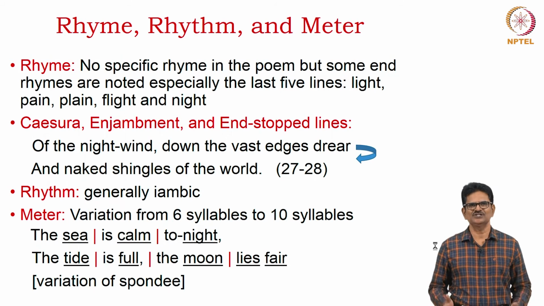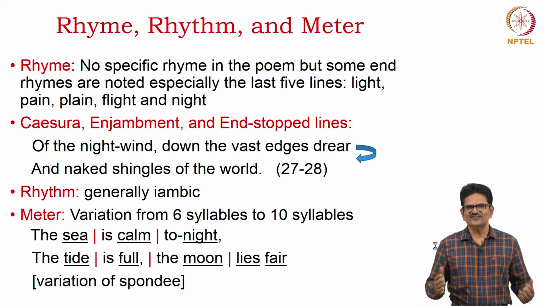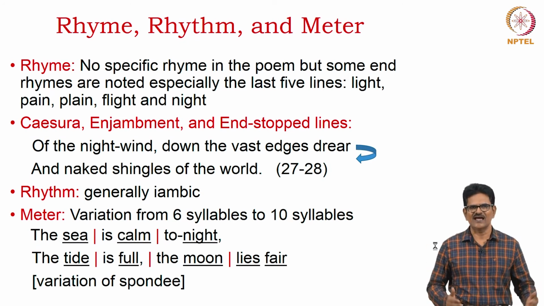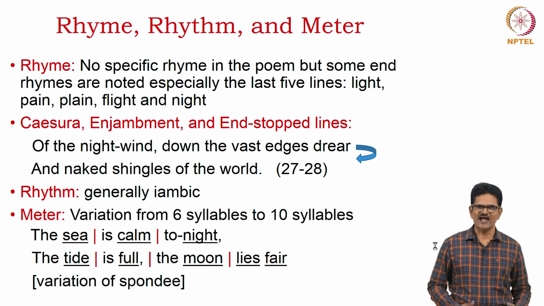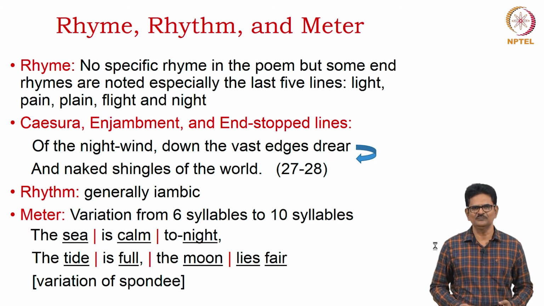When we pay attention to rhyme, rhythm and meter in this poem, we find that there is no specific rhyme in the poem, but some end rhymes are noted, especially in the last 5 lines. We have light, pain, plain, flight and night. We also have caesura, enjambment and end-stopped lines. Here we have an example.